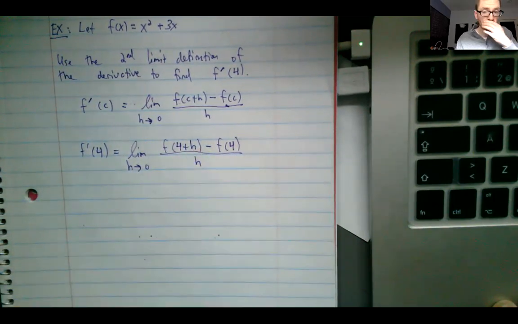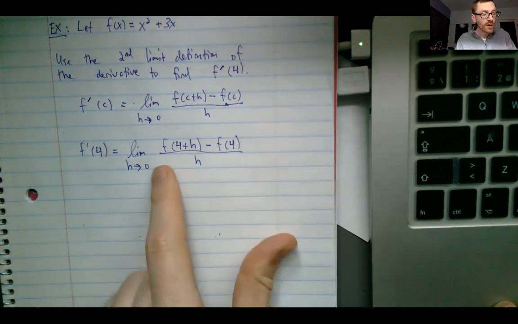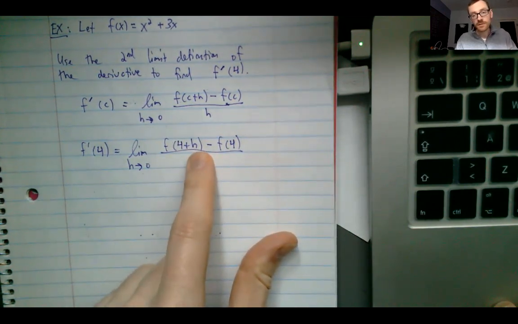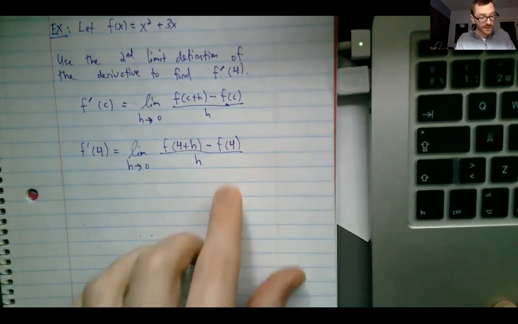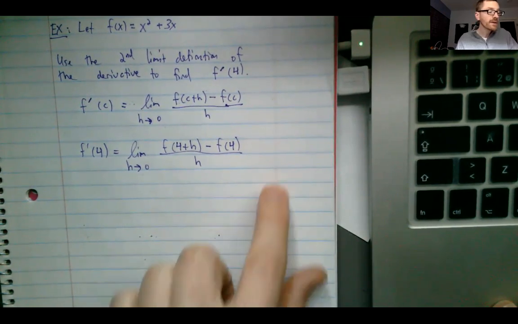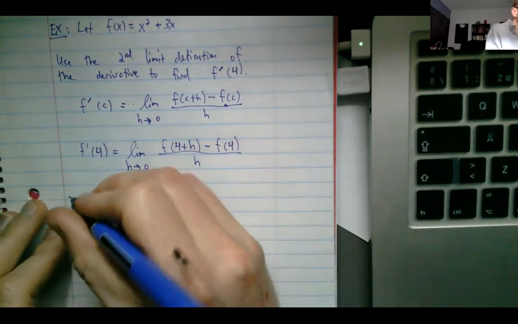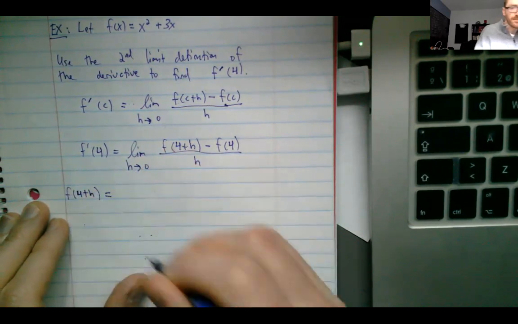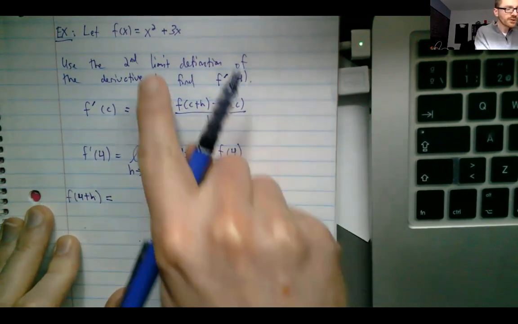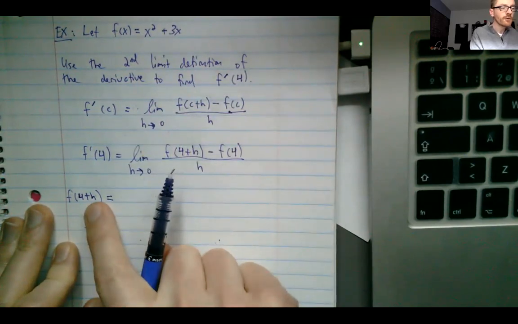Okay, it can get a little complicated. And so what I'm going to do is figure out what f of 4 plus h is separately, on the side here. And then I'm going to figure out what f of 4 is, also separately on the side. And then I'll come back to this expression and plug them in. So let's start with f of 4 plus h. What is that? As I said, you just go to the formula for f, and any x's that you see, you replace them with 4 plus h.